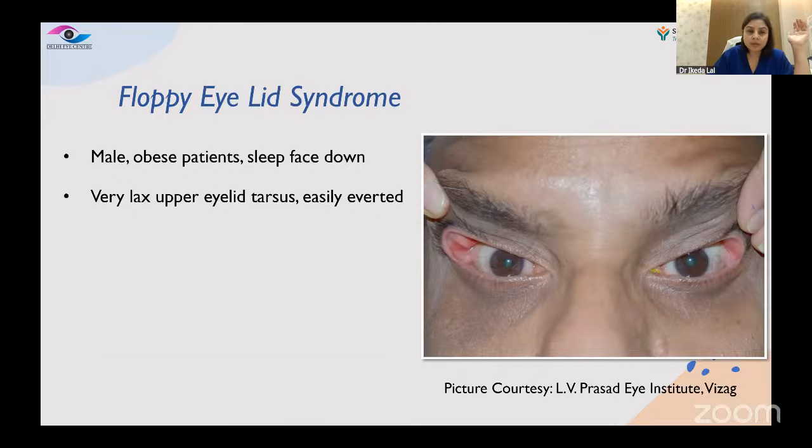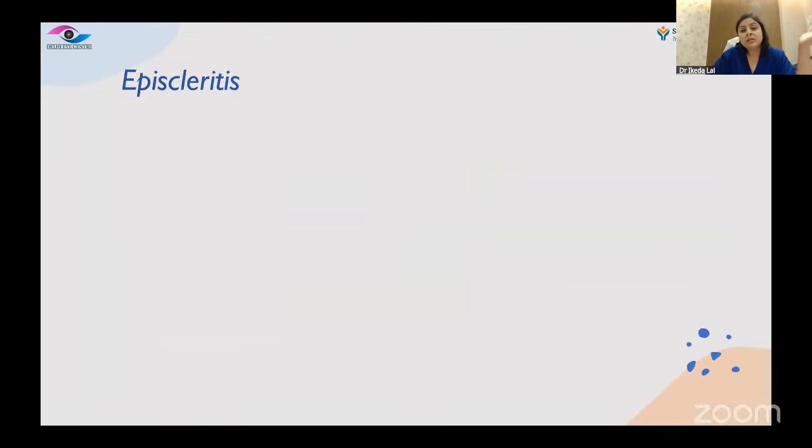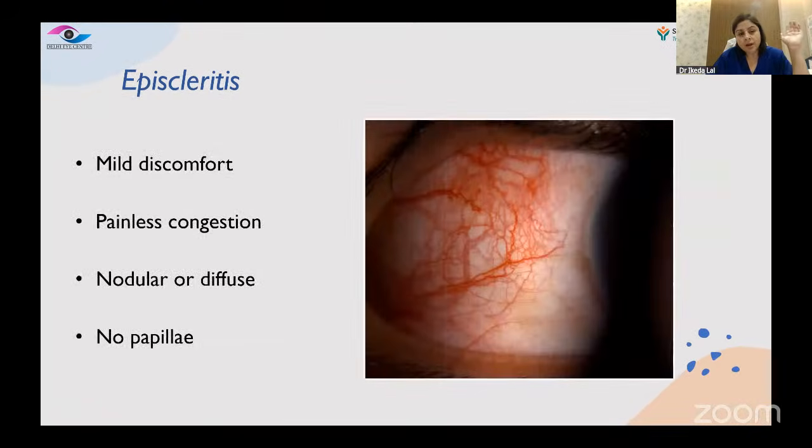Again, a rare differential diagnosis is floppy eyelid syndrome. These patients actually usually do not complain of itching per se. These are male obese patients with very lax tarsus, which easily gets everted. So these patients can present with papillary conjunctivitis, SPK signs and symptoms, and it can correlate with the side on which the patient sleeps. So this is something that can also be seen and misdiagnosed as ocular allergy.